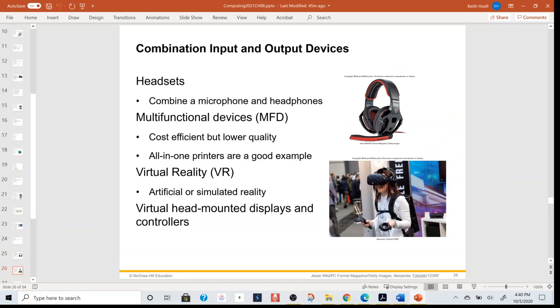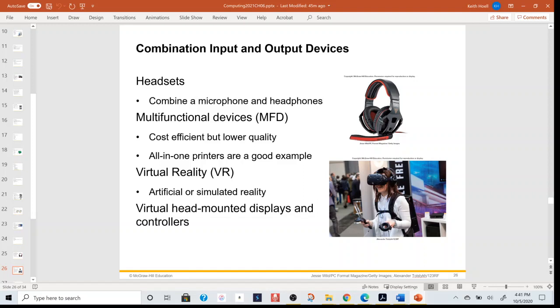All right, other types of combination input and output devices. We talked about input devices, we talked about output devices. Let's talk a little bit about a combination of the two. Another name for both an input and an output device is a communications device. All right, so that's question number 8. What's another name for both an input and an output device? The answer is communications device.